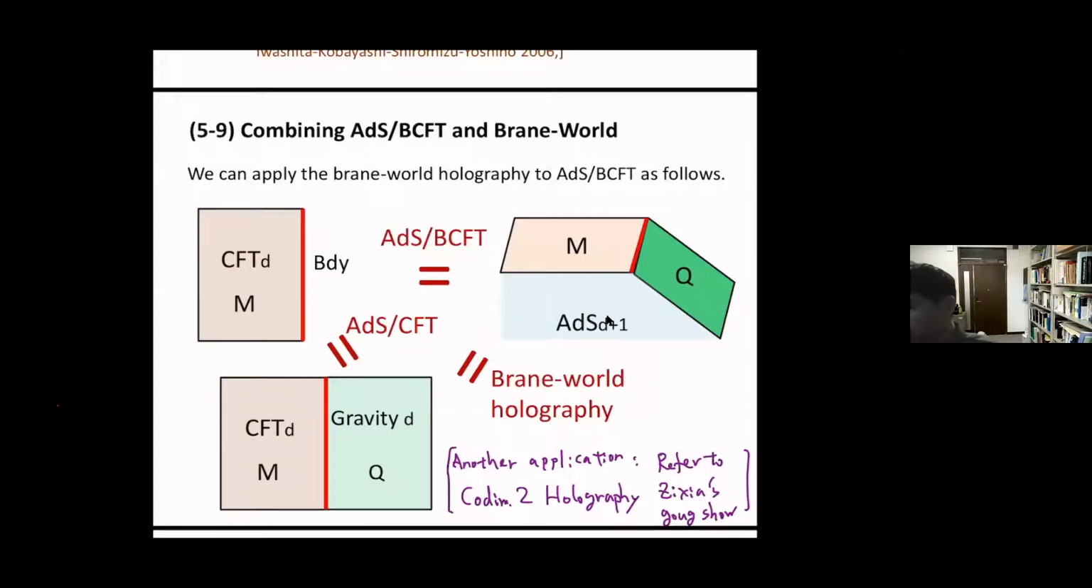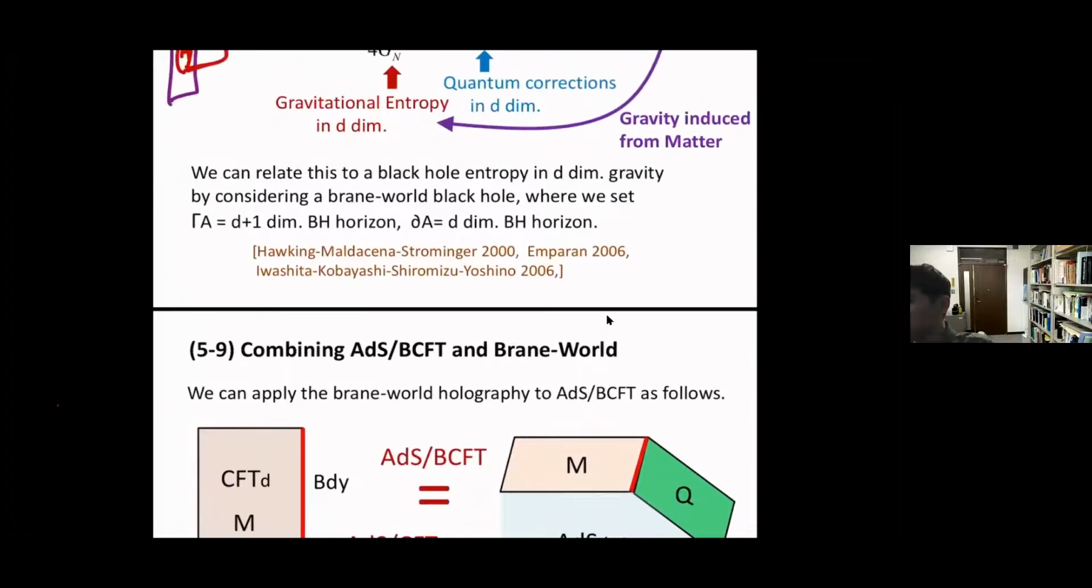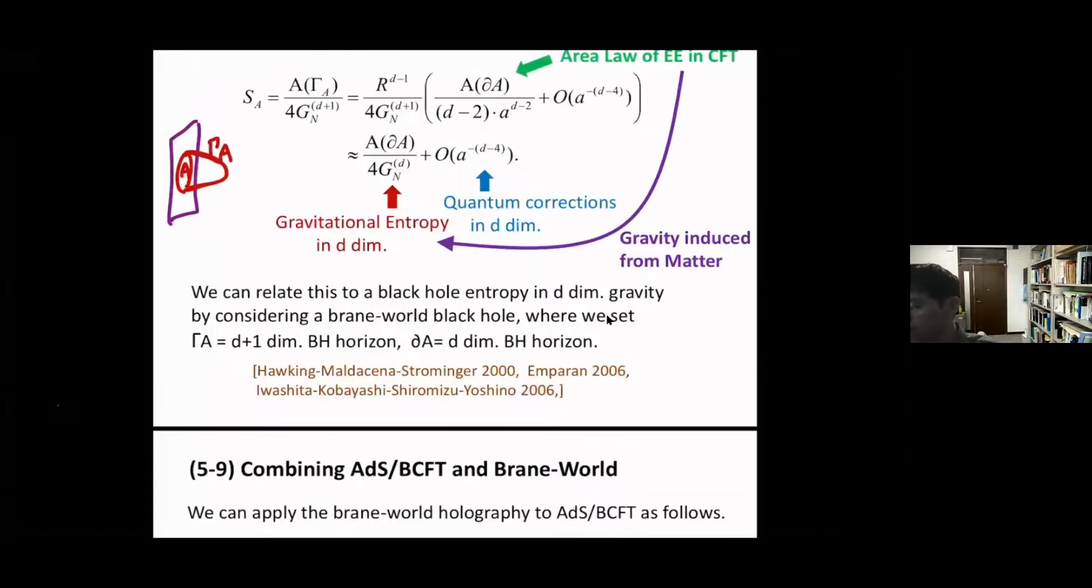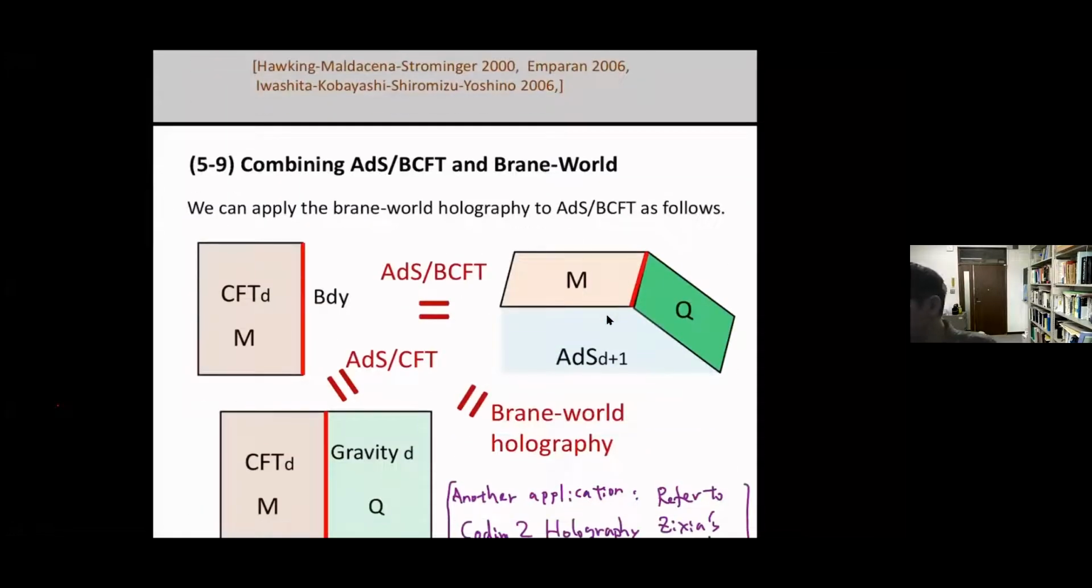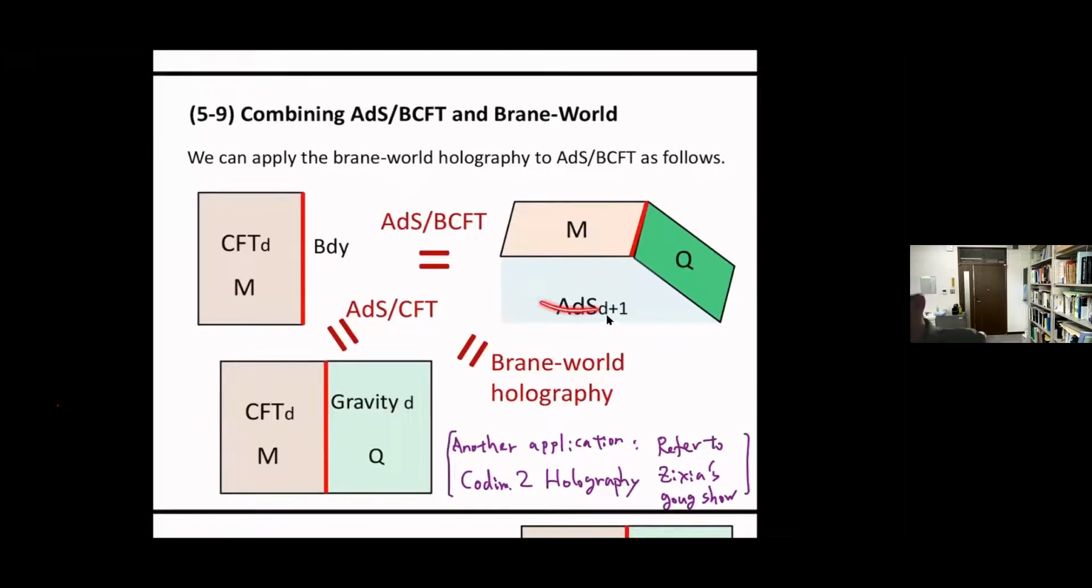And finally, as we just reviewed, there is brane-world holography. Brane-world holography tells us that starting from this setup, this is exactly the brane-world setup. More precisely, this is the Karch-Randall setup rather than the Randall-Sundrum setup. But anyway, in this setup you have a Neumann boundary condition brane, so we have a Neumann boundary condition imposed on Q, right?